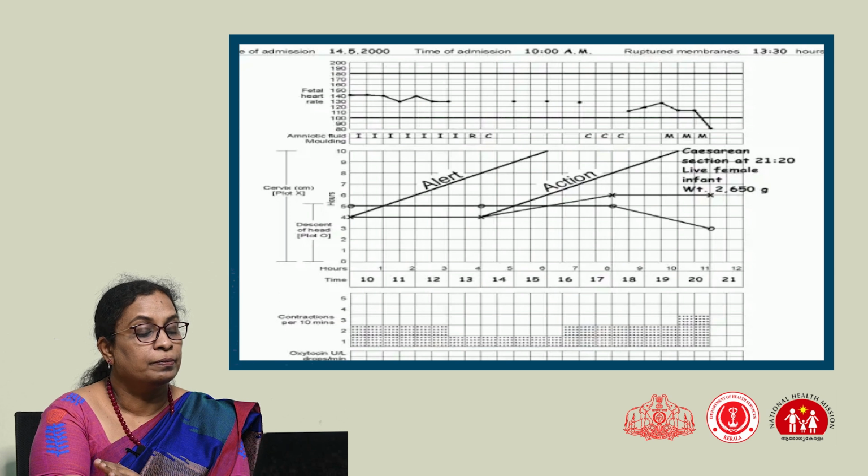Clear mature liquor. Fetal heart rate has reached 110 now. Then it's descending. It's reached up to 90. Meconium staining. And the decision was taken after 11 hours of monitoring. See, below the contractions are monitored. It's just dot support. Less than 20 seconds contractions are only there. No active contraction. In the topmost part, you can see time of admission 10 a.m. and rupture of membranes at 13:30 hours.